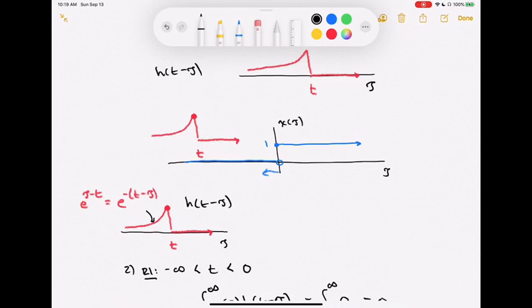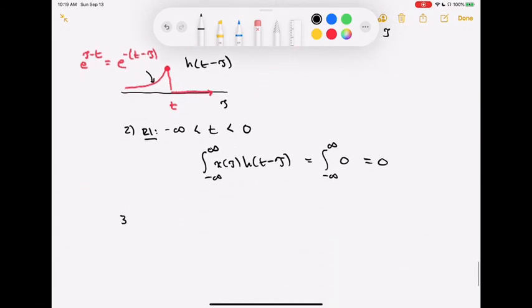Let's grab and think about step three. Step three is to keep doing this for all the different regions. Turns out this particular problem is relatively simple, and it only has one more region. So I'm going to go to region 2. Region 2 will pick up where the last region ended, so 0 less than or equal to t less than something, okay? And we're going to be looking at the integral of the product, the integral of x of tau times h of t minus tau.